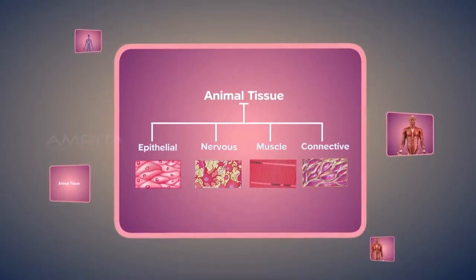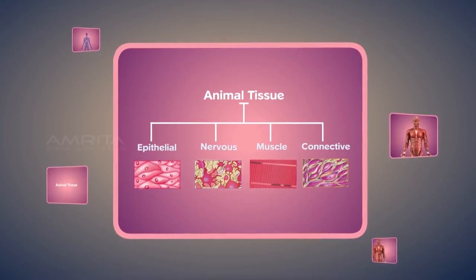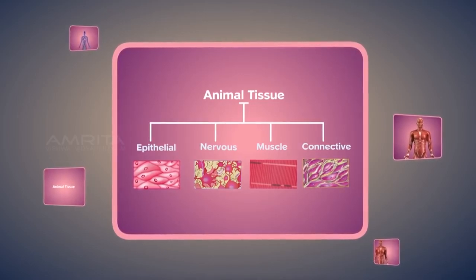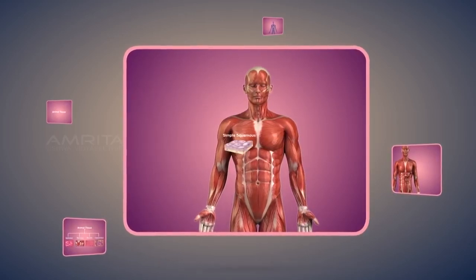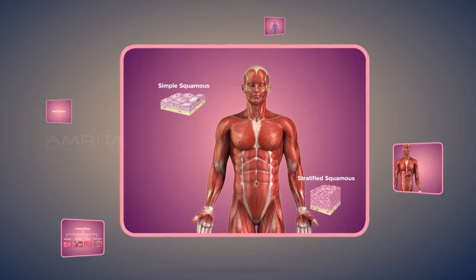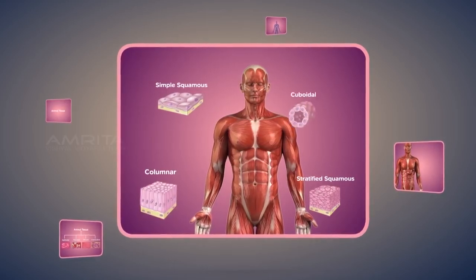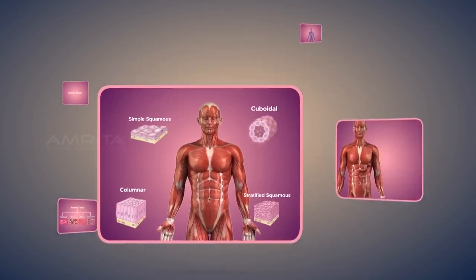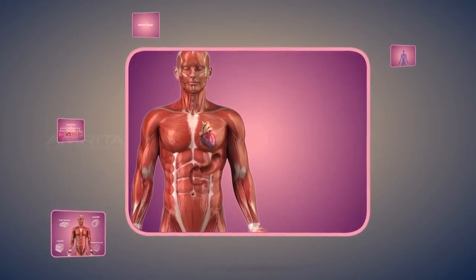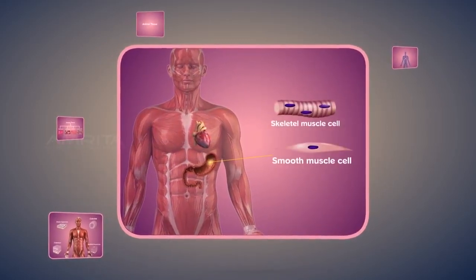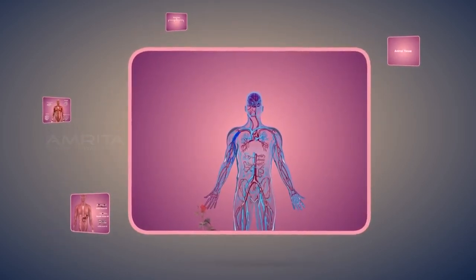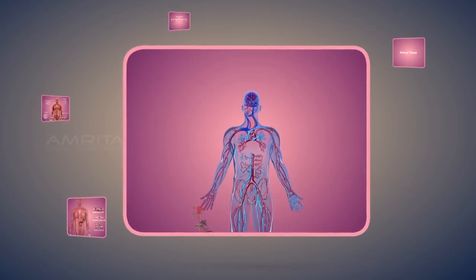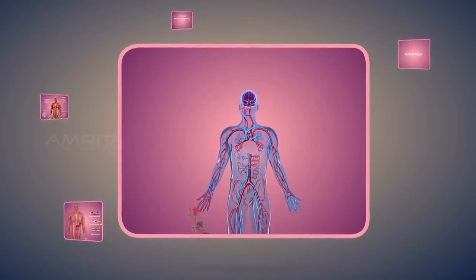Things to remember: animal tissues are grouped into epithelial, nervous, muscle, and connective tissues. Epithelial tissues are subdivided into simple squamous, stratified squamous, columnar, and cuboidal epithelium. The three types of muscle tissues are skeletal, smooth, and cardiac muscles. Cells of the nervous system, called nerve cells, are specialized to carry stimulus from one place to another within the body.